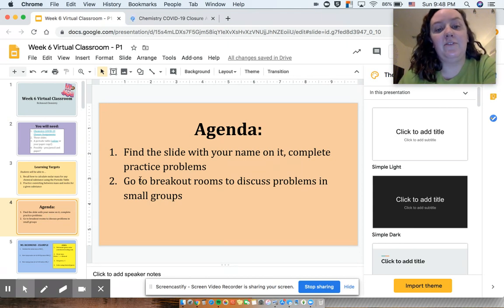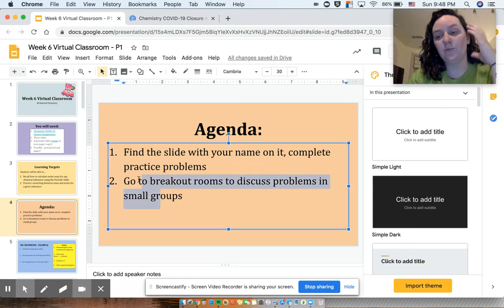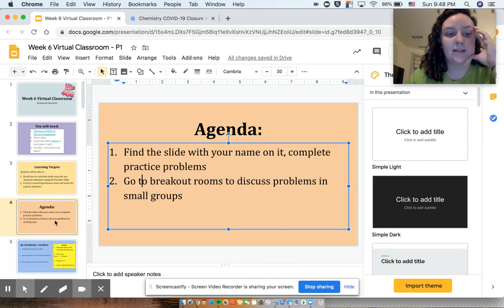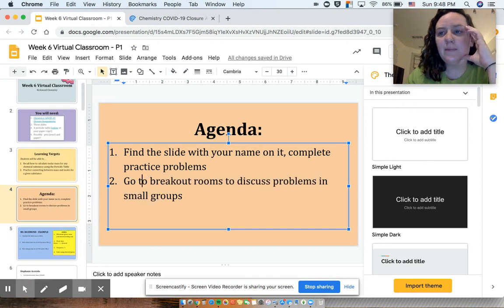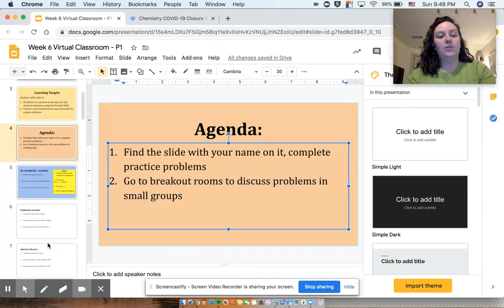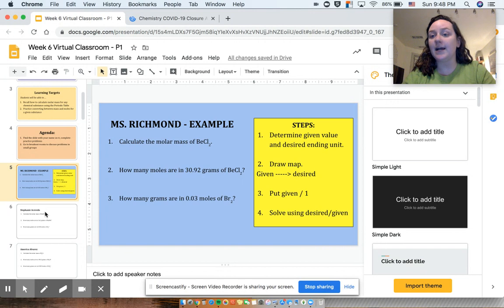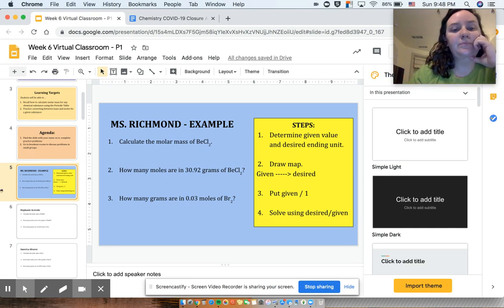And then for those who are at virtual classroom, we're going to be doing breakout rooms to discuss the problems in small groups. The idea behind this is that you can look at the example that I do, and then you can also look at what other students are doing. No two students have the exact same problems, but they're similar enough that you should be able to look at how someone else is solving it and hopefully gain some insight from there.